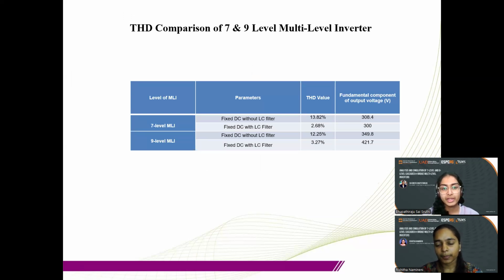The table below shows the variation in parameters like THD values and fundamental component of output voltage for 7 and 9 level inverters. We can also prove that upon increase of levels in a multi-level inverter, the THD is decreased. It is 13.82 for 7 level and 12.25 for 9 level. Upon using the filter, we have also reached 2.68% for 7 level and 3.27% for 9 level. We also noticed a significant improvement in the fundamental component of output voltage.